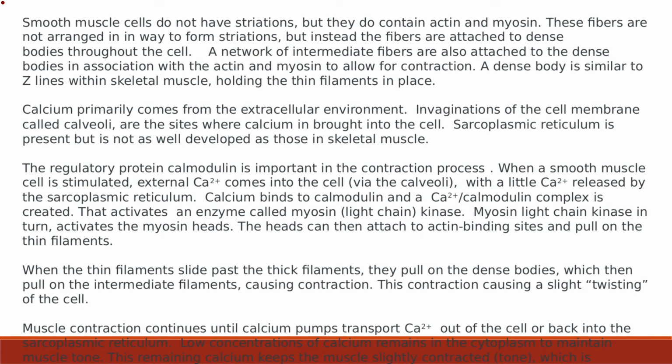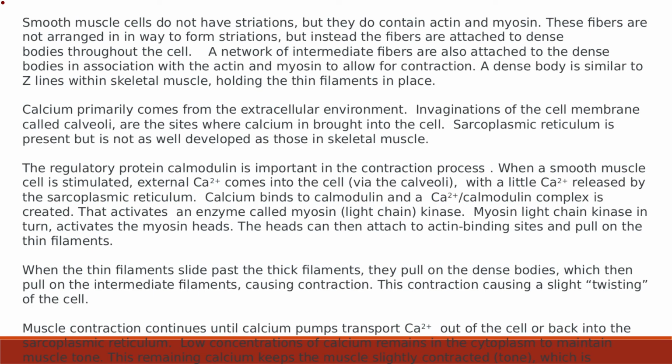Okay, so for smooth muscle, you don't have the striations, but you have the actin and myosin. They form those little networks that kind of look like a net that we just saw. And they connect to the dense bodies. So the dense bodies kind of act like the Z lines, and they hold those filaments in place. You need the calcium from outside, so you get it in those caveolae.